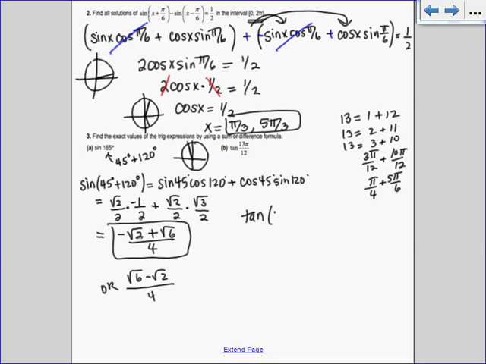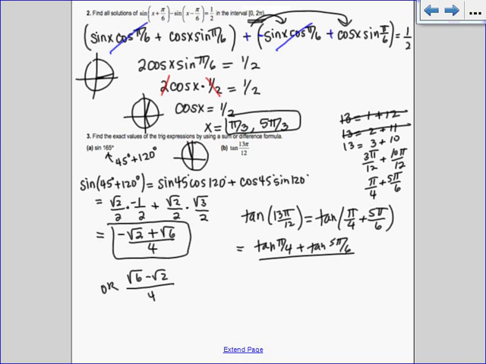So tangent of 13 pi over 12 is actually the same as tangent of pi over 4 plus 5 pi over 6. You go through a couple of different options and you realize they don't work. They don't give you unit circle values until you find one that does work. So when this breaks apart, it's going to be tangent of pi over 4 plus tangent of 5 pi over 6 all over 1 minus tangent of pi over 4 tangent of 5 pi over 6.